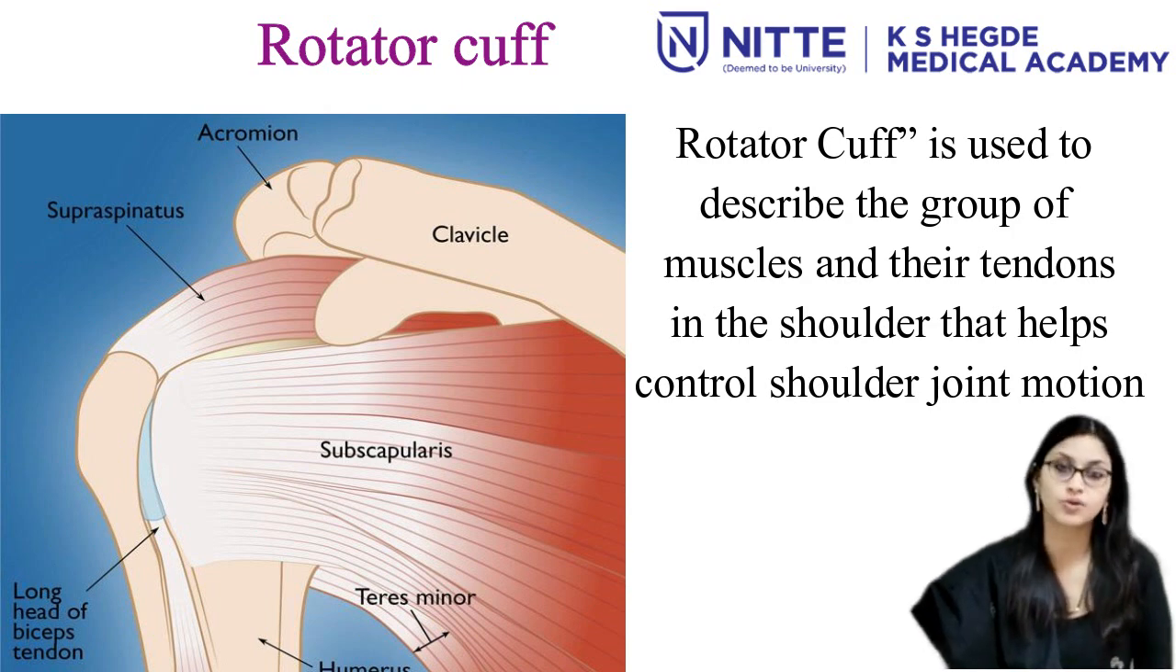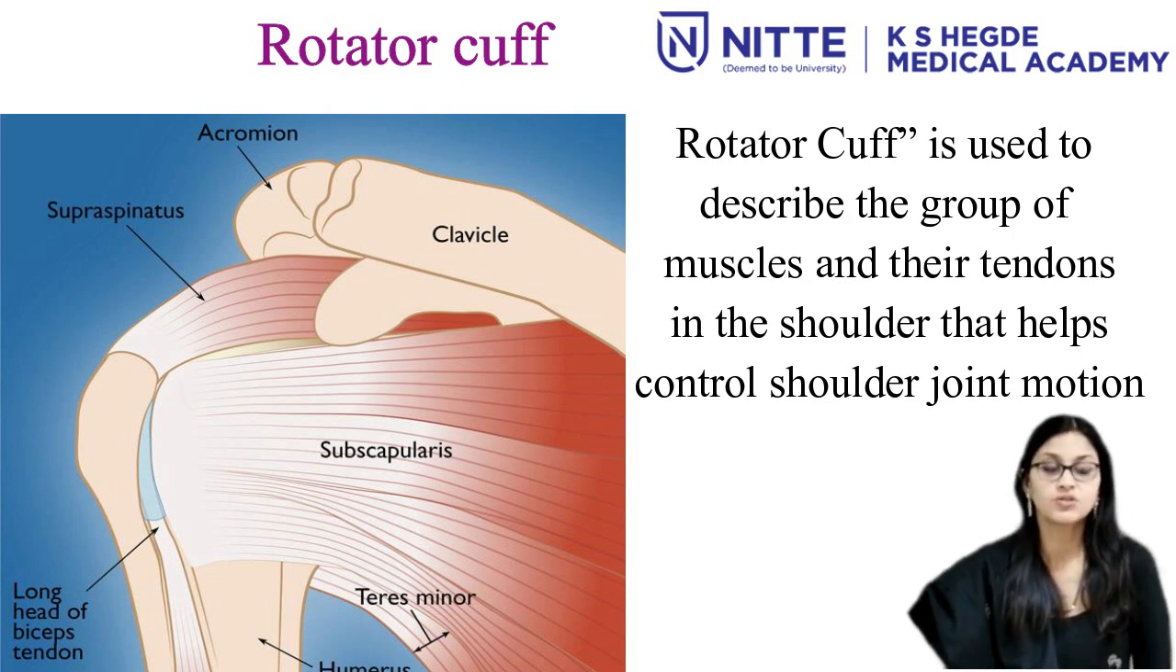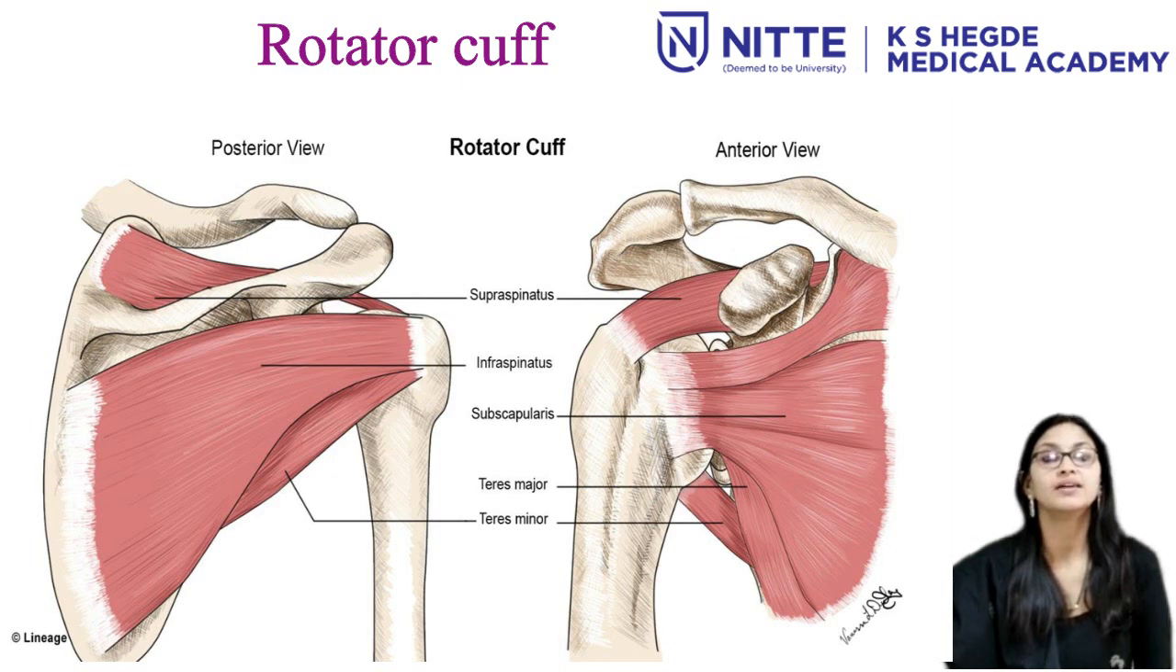Now coming to what the rotator cuff is. The rotator cuff is used to describe the group of muscles and their tendons in the shoulder that help to control the shoulder joint movements. The supraspinatus is at the superior part of the shoulder and the subscapularis is anterior. The infraspinatus and teres minor are posterior.